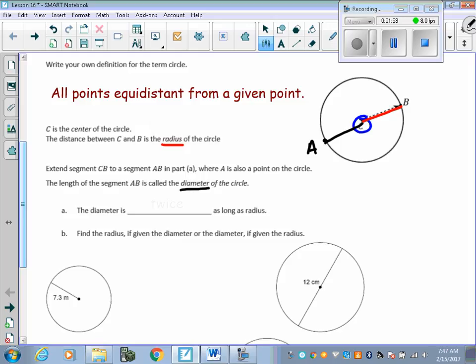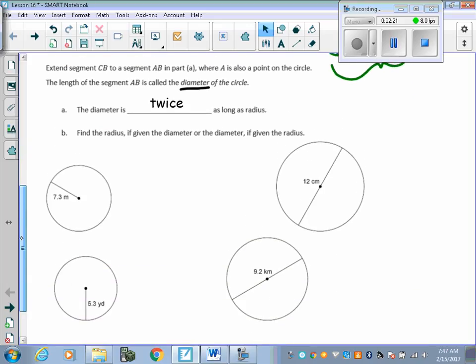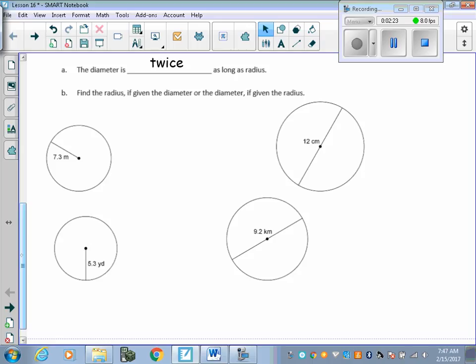The diameter is how much as long as the radius? So think about that. What we did here, this distance here, makes the whole entire diameter. So how many of these do we need to make the one there? And the answer is 2 of them, or it's twice as long as the radius. Therefore, to find the radius or the diameter given the other one is fairly straightforward.